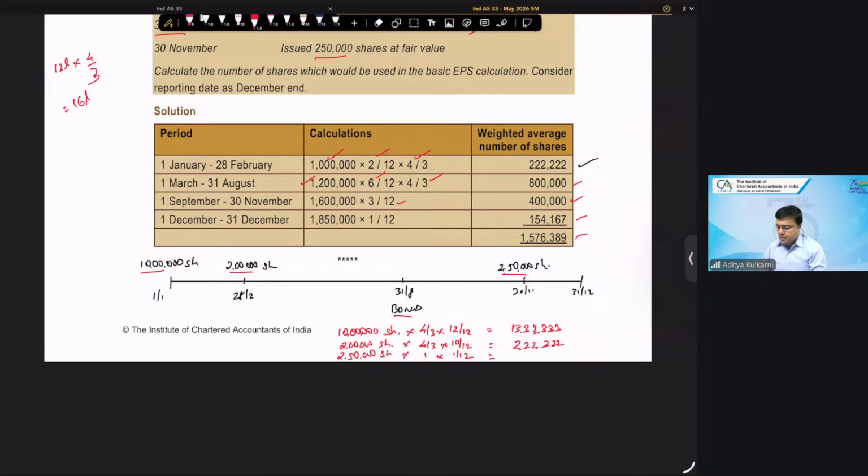2 lakh 50,000 divided by 12 is 20,833. So 1,333,333 plus 222,222 plus 20,833 is 1,576,388. Same answer. Where did you make the mistake?